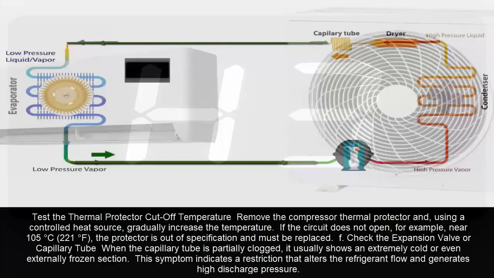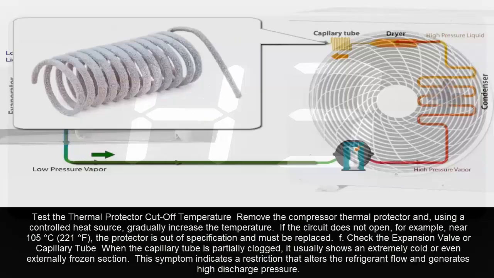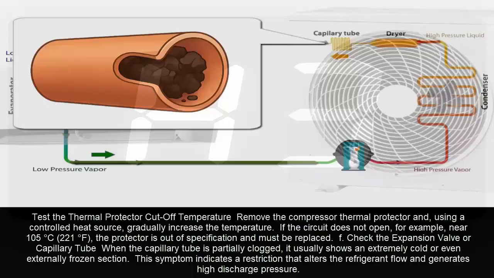F. Check the expansion valve or capillary tube. When the capillary tube is partially clogged, it usually shows an extremely cold or even externally frozen section. This symptom indicates a restriction that alters the refrigerant flow and generates high discharge pressure.